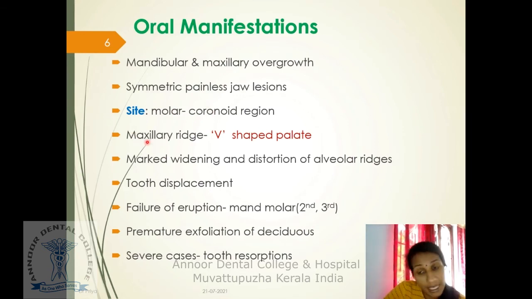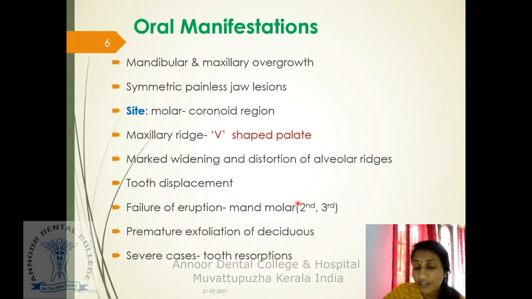When it affects the maxillary arch or the maxillary bone, the palate becomes V-shaped because of the swelling or expansion of your maxilla. The palate inside will become V-shaped. And also you have widening and distortion of the alveolar ridges. So the alveolar jawbone gets distorted as well as widened. Since there is resorption of bone, you will have tooth displacement, and also because of the expanding jawbone, there will be displacement of the teeth.